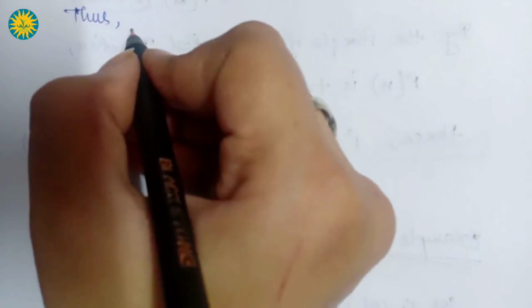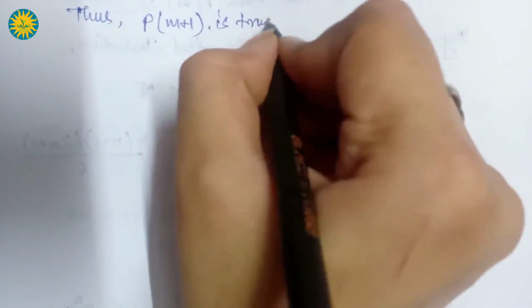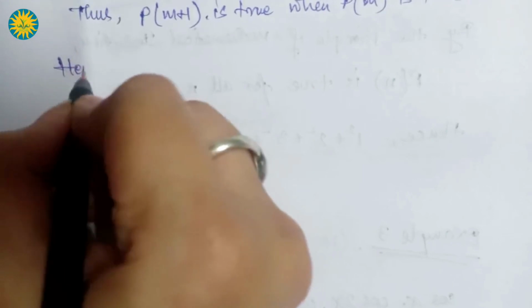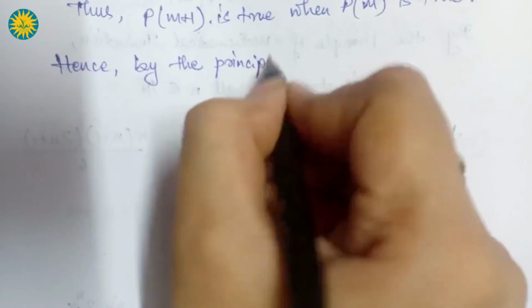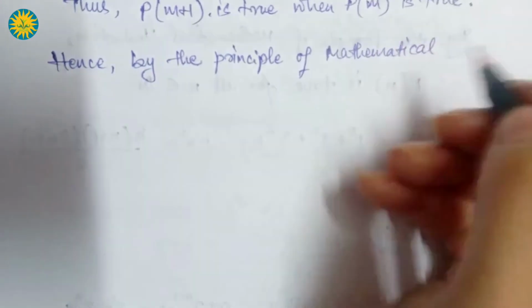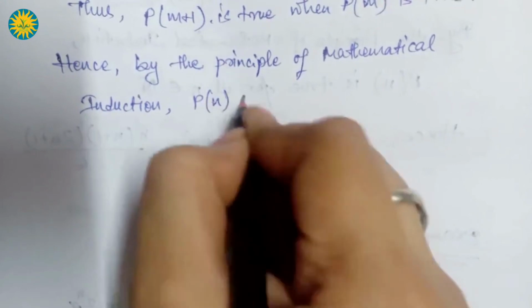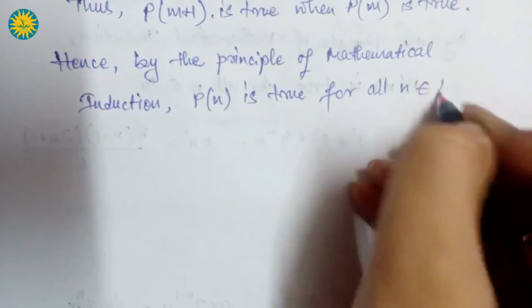Thus, P of m plus 1 is true when P of m is true. Hence, by the principle of mathematical induction, P of n is true for all n belongs to natural numbers.